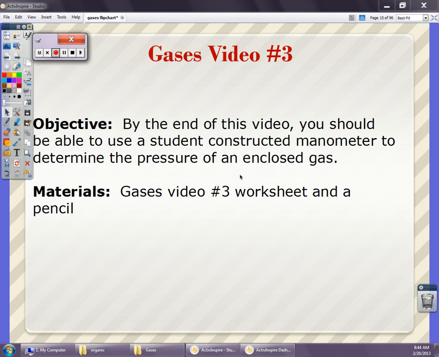By the end of this video, you should be able to use a student-constructed manometer to determine the pressure of an enclosed gas. You will need Gas's video number 3 worksheet and a pencil. It would also be encouraged to have a calculator handy so you can try out some of the problems on your own and then check your work with what we do later on in the video.